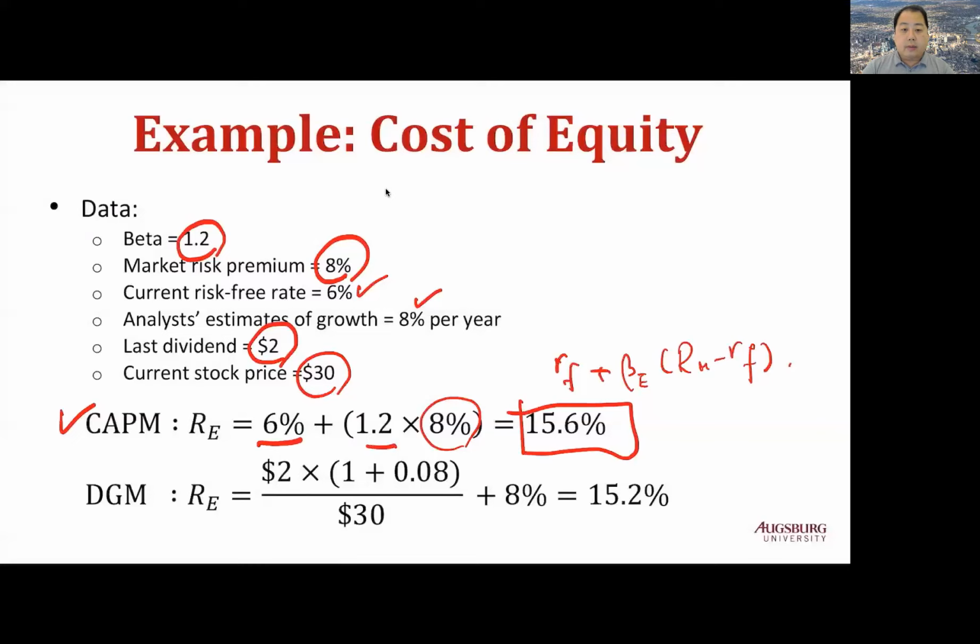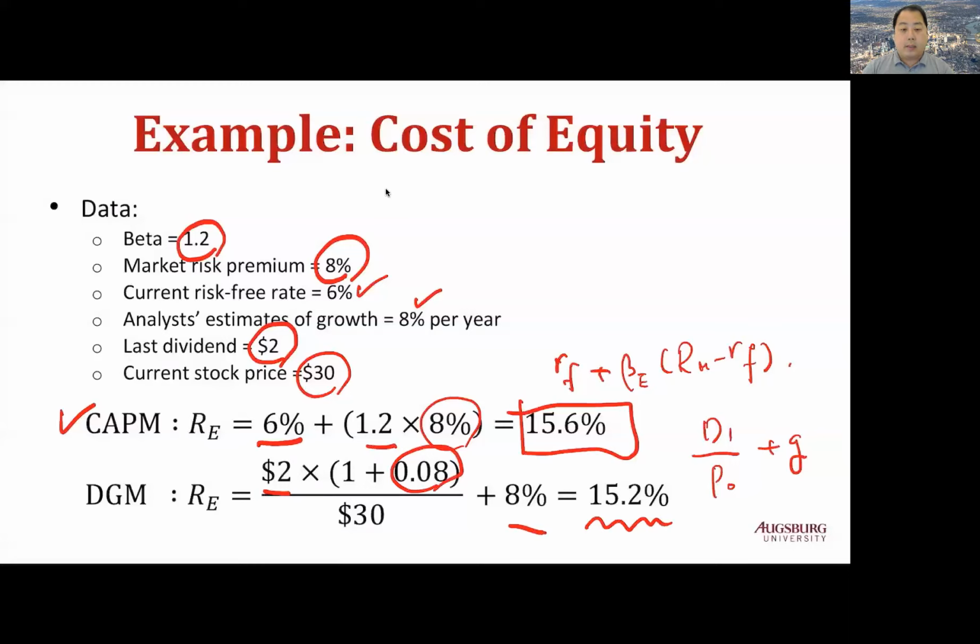Using the dividend growth model, the cost of equity equals the next period dividend divided by the current price plus the growth rate. Since we have the current dividend, not the next dividend, we should get the next dividend by 2 times the current dividend times 1 plus the growth rate, 8%. So the cost of equity equals 2 times 1 plus 0.08 divided by $30 plus 8%, which equals 15.2%.